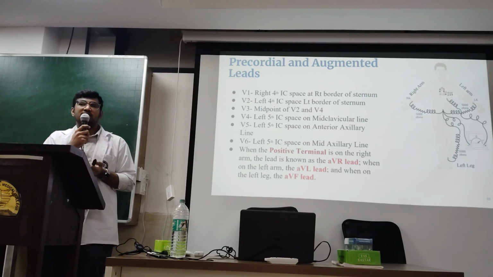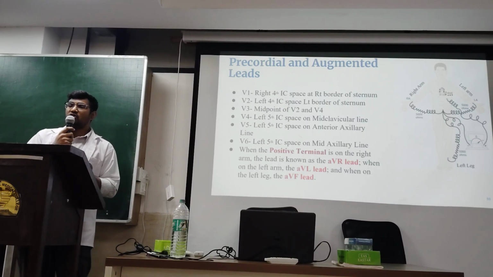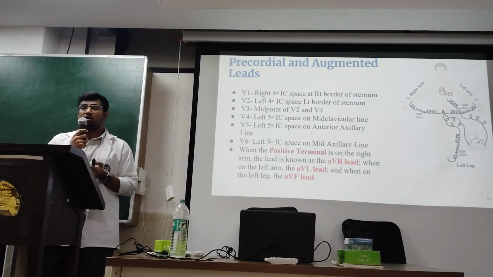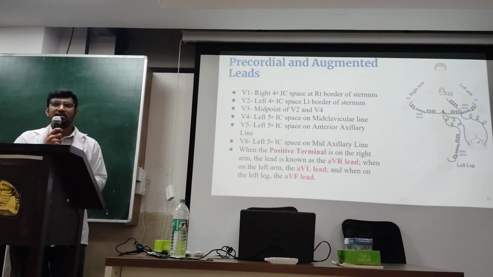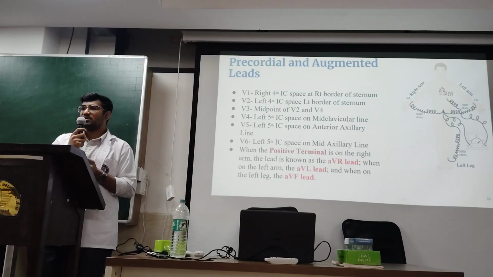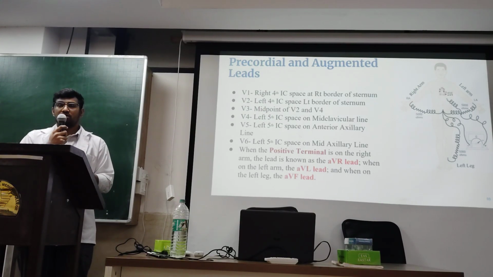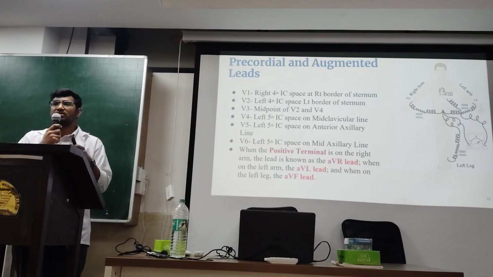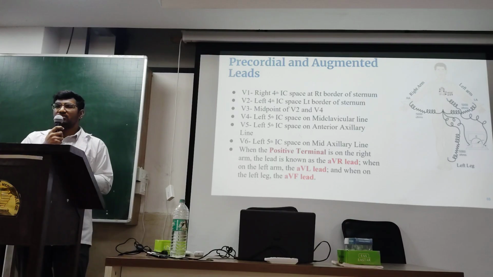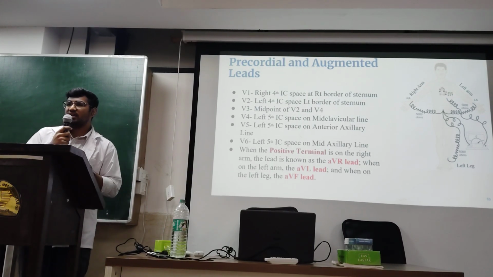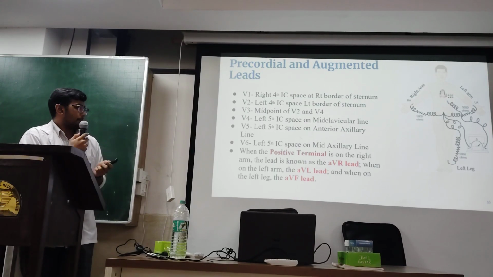We also use precordial and augmented limb leads. For precordial, we have 6 different leads named V1 to V6, all placed superficially on the body. V1 and V2 are placed at the right and left border of the sternum in the 4th intercostal space respectively. The V4 lead is placed on the mid-clavicular line on the left side in the 5th intercostal space. V3 is placed midway between V2 and V4. V5 and V6 are placed on the left side in the 5th intercostal space along the anterior axillary and mid-axillary line respectively.